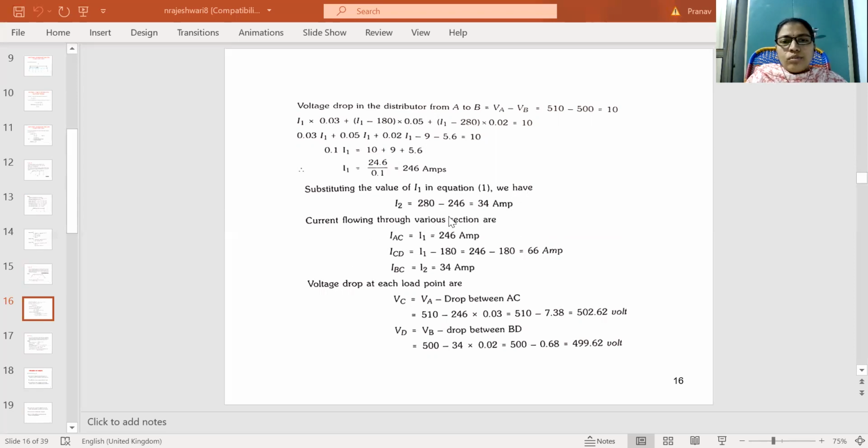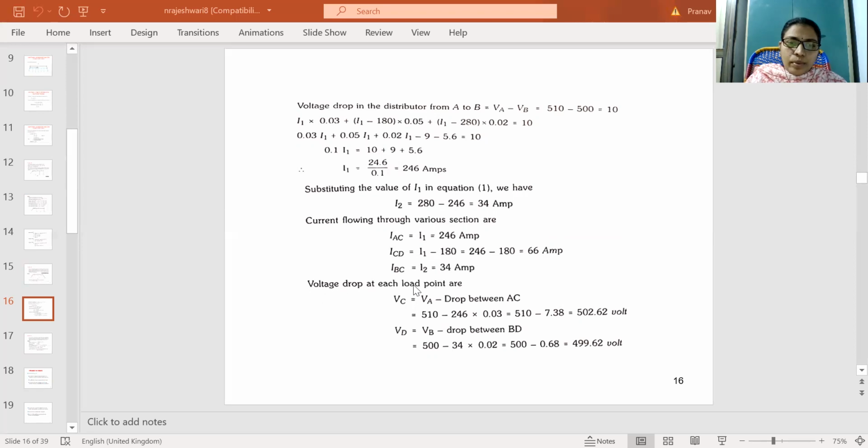The currents flowing through the various sections are IAC, ICD, and IBC. So IAC is equal to I1, 246 amperes. ICD is equal to I1 minus 180, which is 246 minus 180, equal to 66 amperes. And IBC is equal to I2, that is 34 amperes.